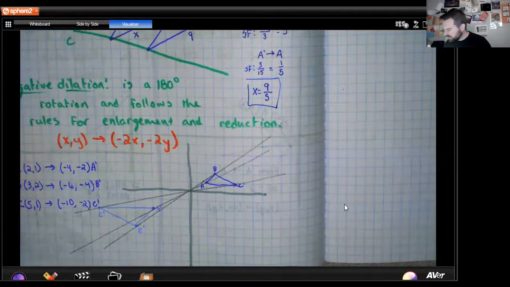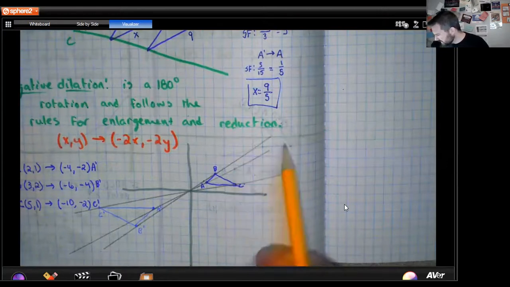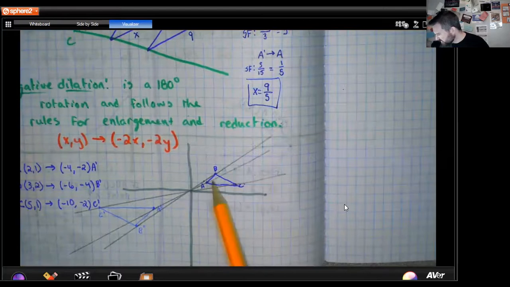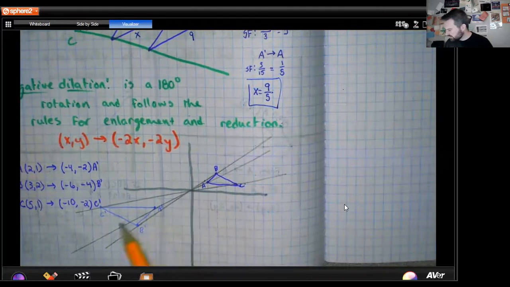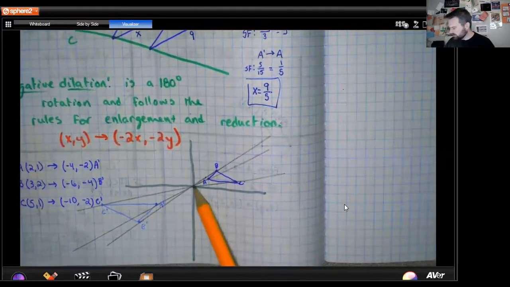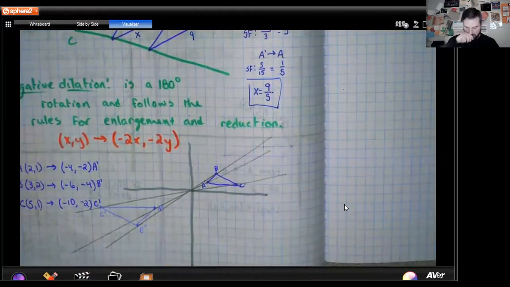So a negative dilation, over here you have positive going this way. Between here and here would be some kind of fractional number. Even here to 1 would be a fractional number, but negative. And then once you go on the other side of this point of dilation, you have a negative dilation.